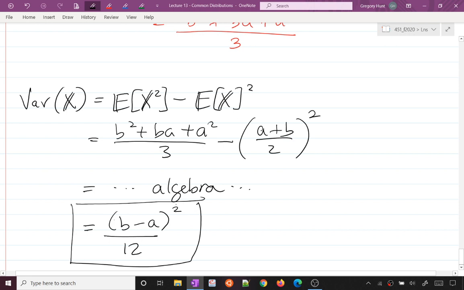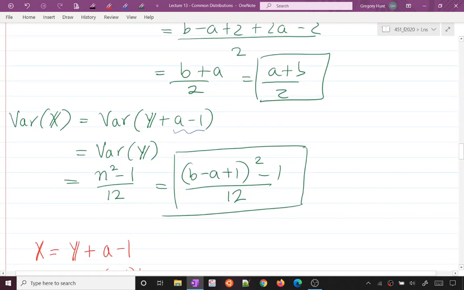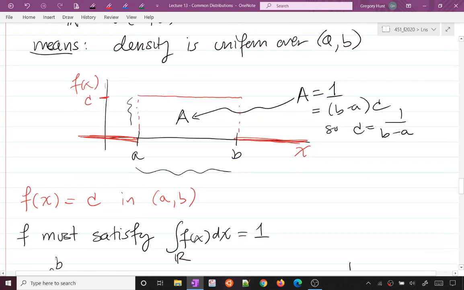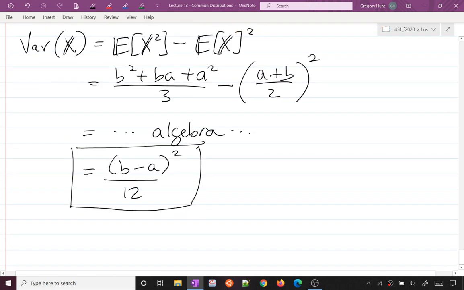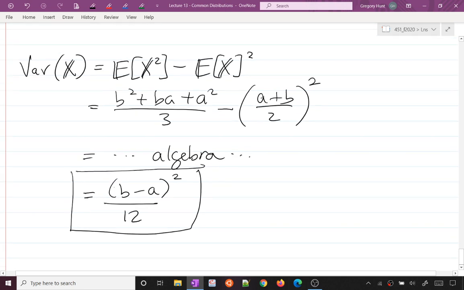Now that might seem familiar. Stare at it for a second. b minus a squared over 12. If we go back to our discrete uniform, the variance was b minus a plus 1 squared minus 1 over 12. If I ignore that plus and minus, it's very similar to the discrete uniform distribution. Not quite exactly the same, but it's similar. It's b minus a, something like that, squared over, and there's just 12 again. So that's nice and cute. And that's the variance of our continuous uniform. So some more nice examples.